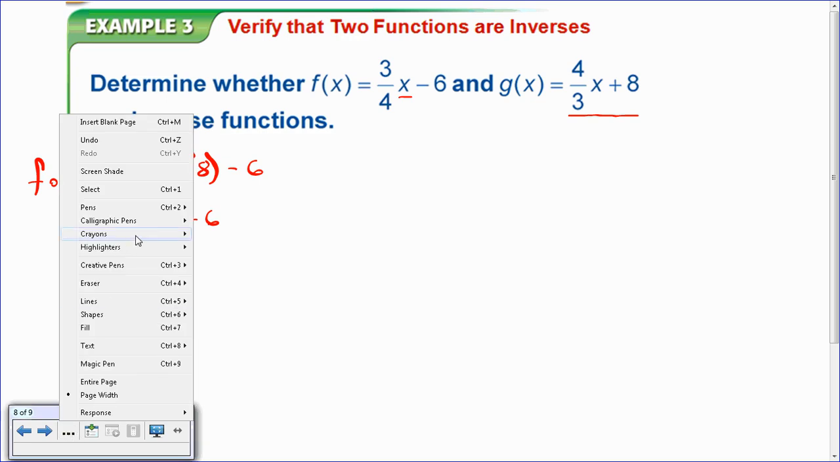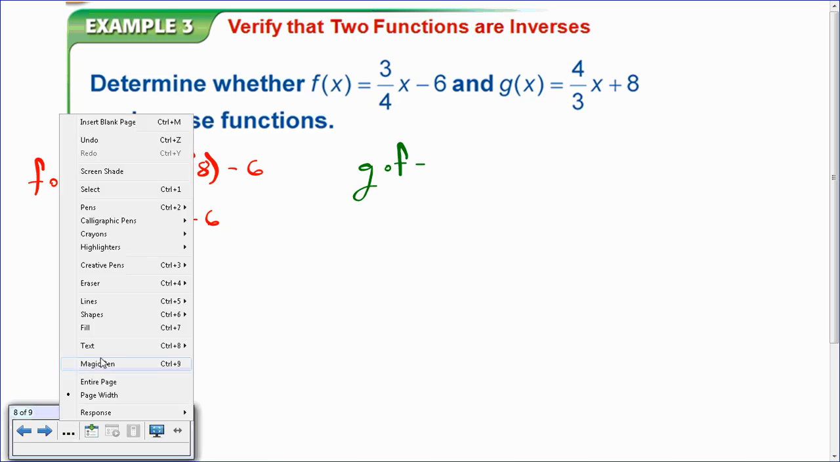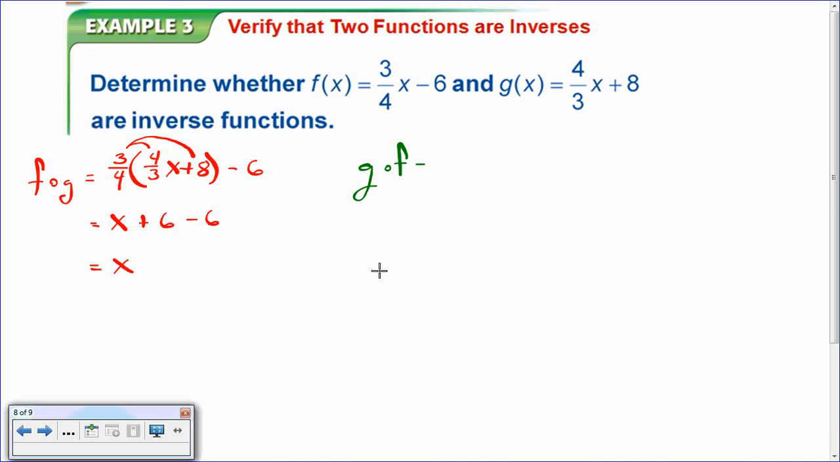Check the opposite direction on this. I'll do reverse composition. I'll do g composition f. Okay, so what does that mean? That means now what I'm going to be doing is taking this function and taking the x out and replacing it with this. All right, so g composition f. That's going to be 4/3. Instead of x, put a 3/4 x minus 6. And then don't forget your plus 8 on the end.